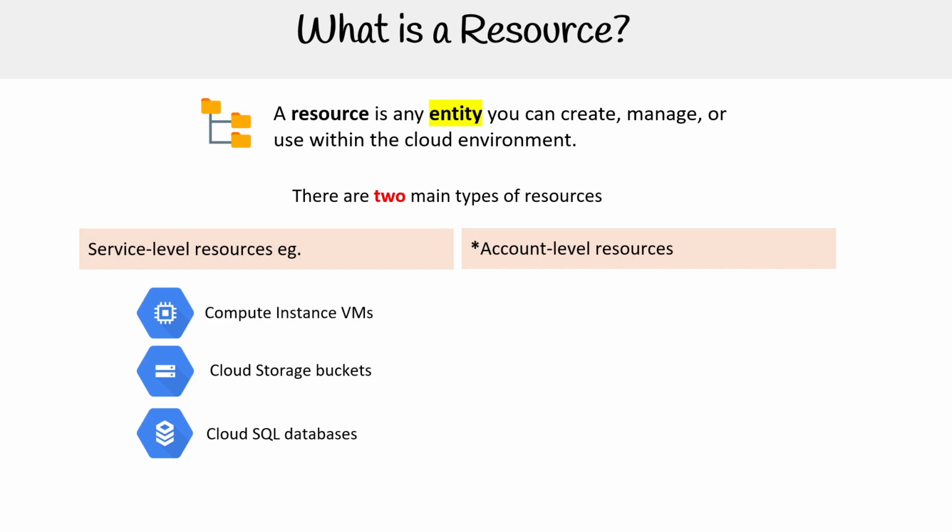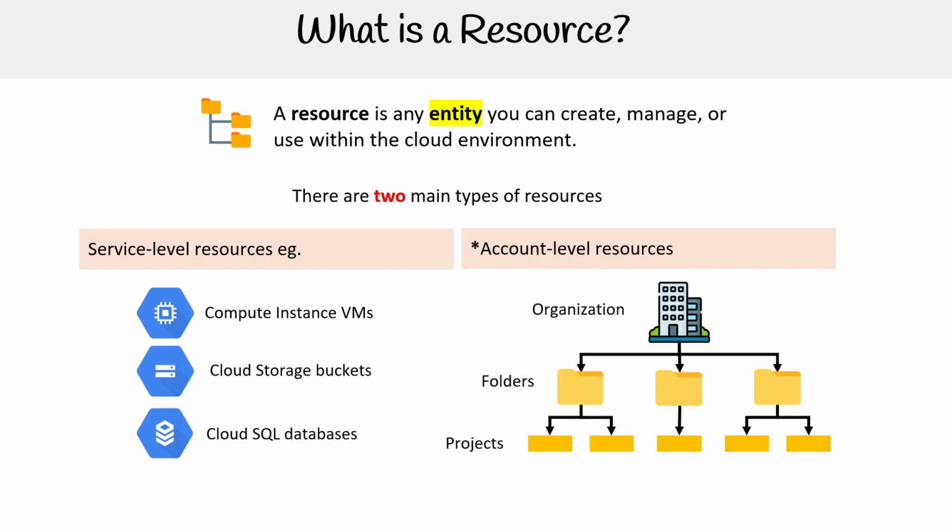But let's make it clear what they are. So this is where we have your organization, your folders, your projects, and these are logical groupings, a way of logically grouping your service level resources so that you can organize them. Okay, so hopefully that's really clear. But when you think of a resource, I just want you to think of service level resources, and that's how I'm going to treat the language throughout this course. When I say resources, I'm just talking about service level resources, and I'm not going to call account level things resources. Okay.